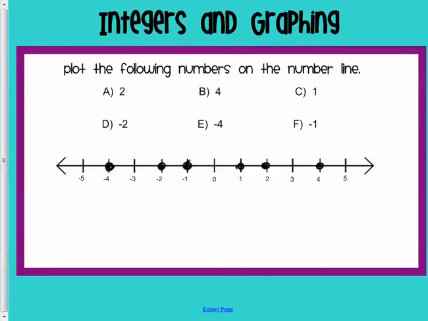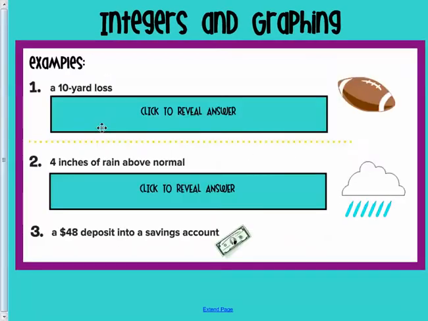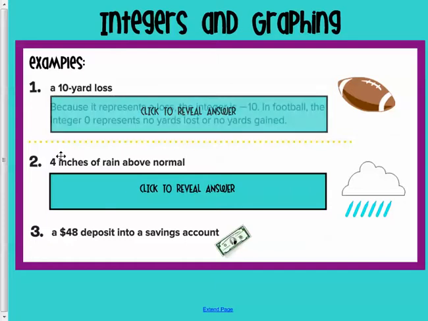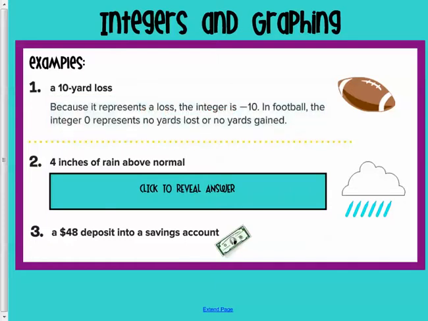Okay, so what does that look like in the real world? Well, if we have a 10-yard loss, then because a loss is a negative, it's a negative integer. In football, the integer 0 represents no yards lost or no yards gained. So a loss of 10 would mean to go back 10. So -10 would be the integer.